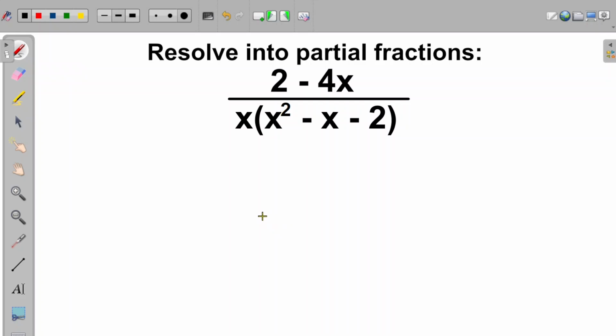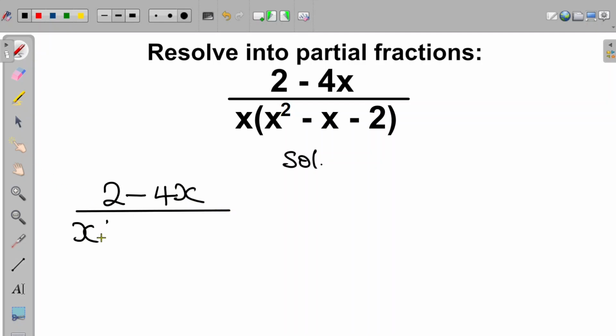Hello everyone, let us provide a solution to this question. We are asked to resolve the compound algebraic fraction into partial fractions. We are given (2 minus 4x) divided by x multiplied by (x squared minus x minus 2).